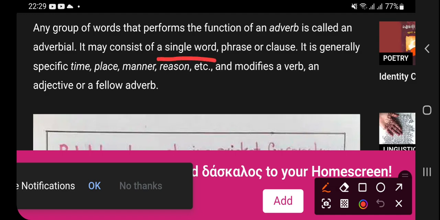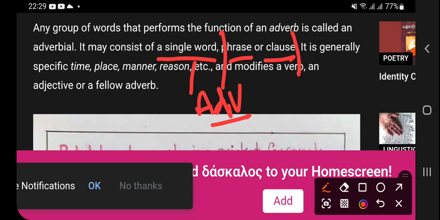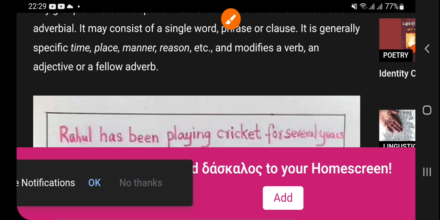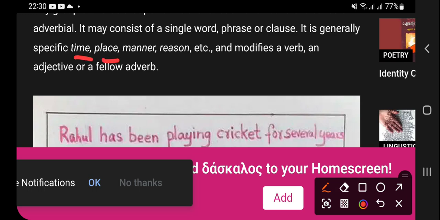That is a single-word adverb. Single word means the adverb is the important part. Then phrase and clause are the optional items. It is generally specific time, place, manner, reason, etc. Adverb of time, adverb of place, adverb of manner, adverb of reason. These are the different categories of adverb which tell something about the verb, like what time it happened.